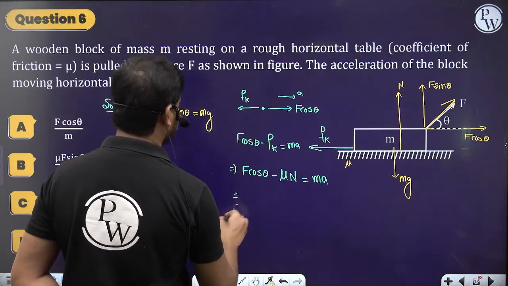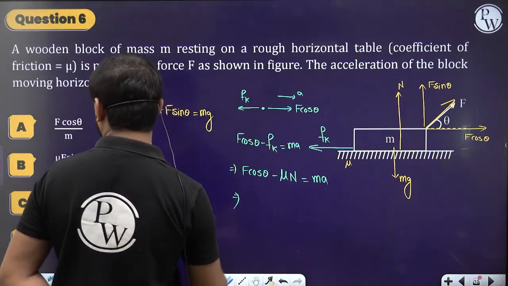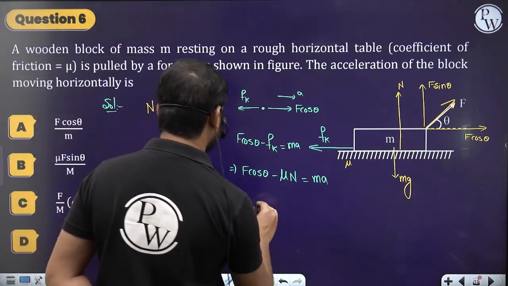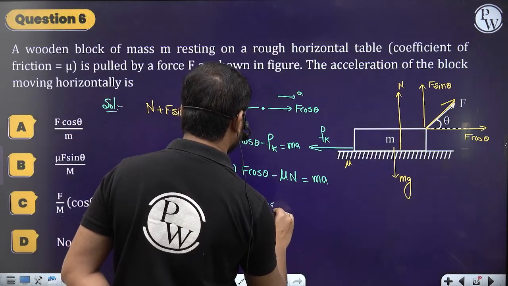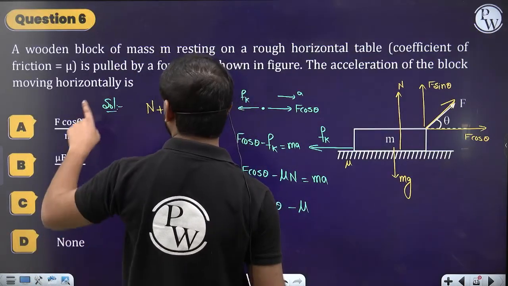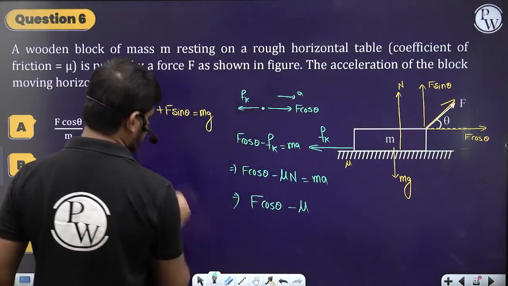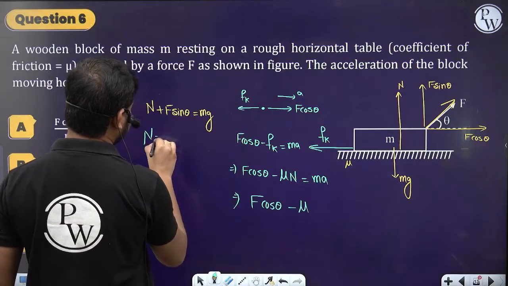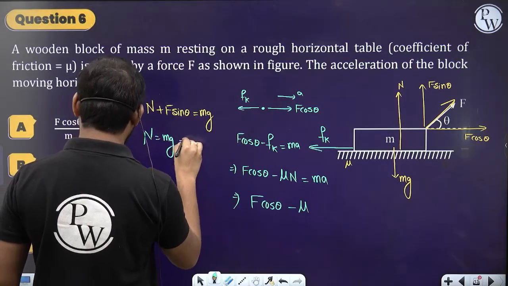So let's do one thing. We need the answer in terms of mu only. So F cos theta minus mu into, in place of N, let's write N is equal to mg minus F sin theta.